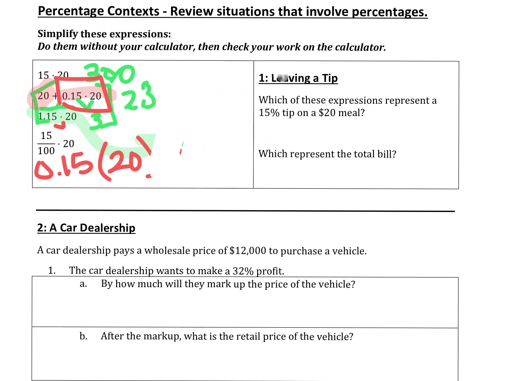All right, so the first is, which of these expressions represents a 15% tip on a $20 meal? So it wants me to say which one represents just that 15% tip when the meal is $20. Well, that would be this one right here, wouldn't it? Because that says 15% of 20, and that's going to give you the amount of the tip.